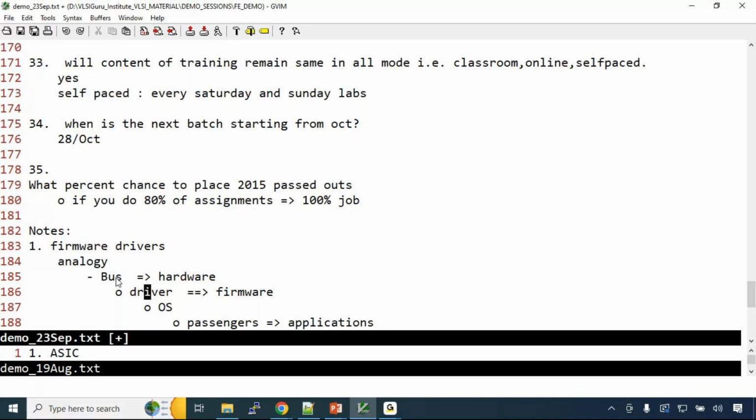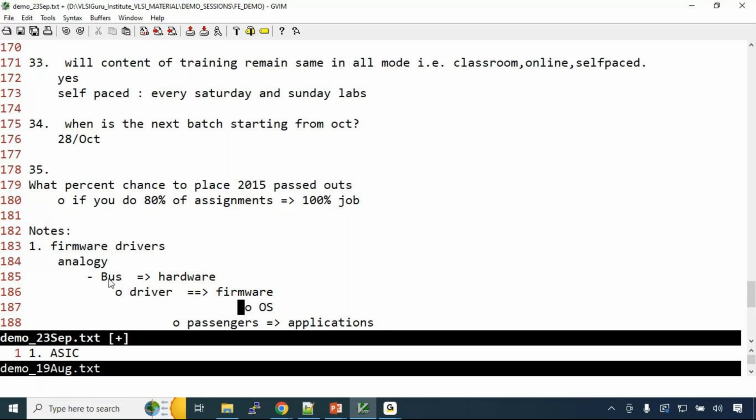This is how it exactly happens in the electronic system also. The hardware doesn't directly talk to the operating system. The operating system talks to the application. Firmware talks to hardware. Firmware then talks to the operating system. So this is the layer in which it works.